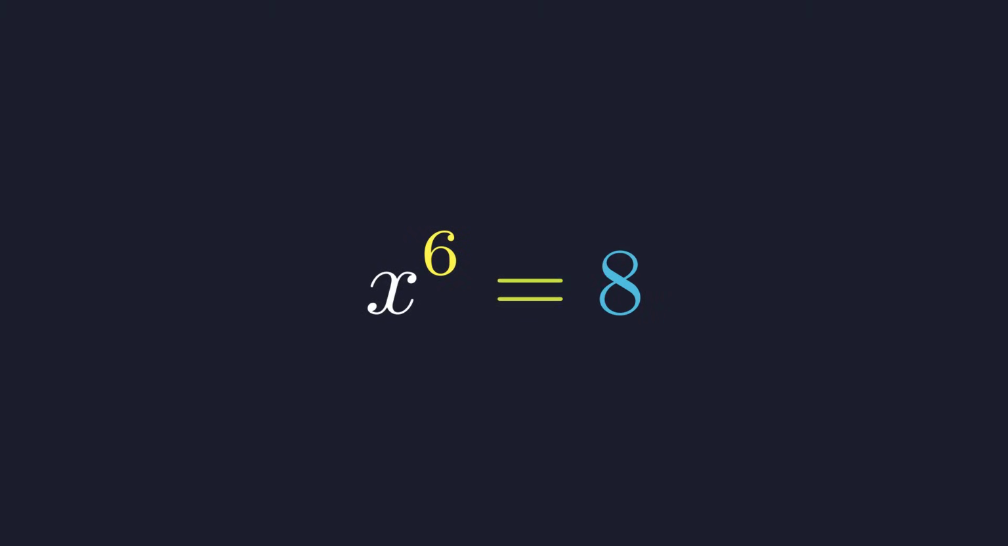Today's equation looks simple at first glance. X to the sixth power equals 8. But here's what makes this interesting. The fundamental theorem of algebra tells us that a sixth-degree polynomial has exactly 6 roots. Not just the obvious positive real root, but 6 distinct solutions living in the complex plane.